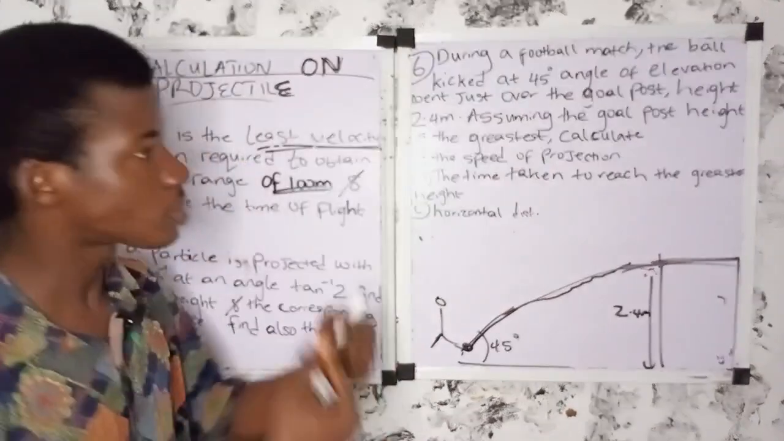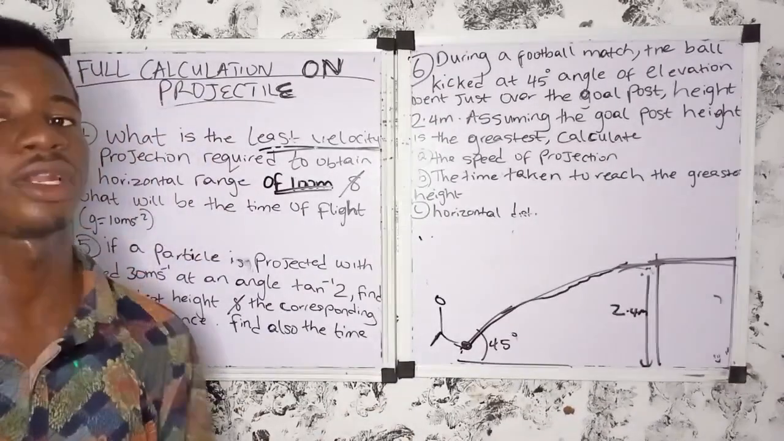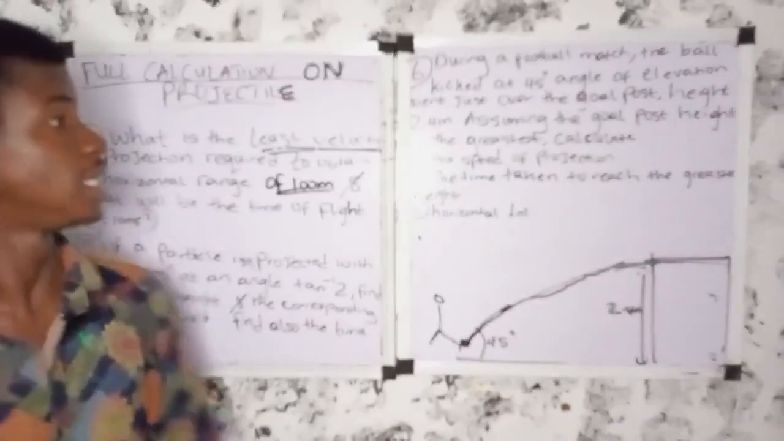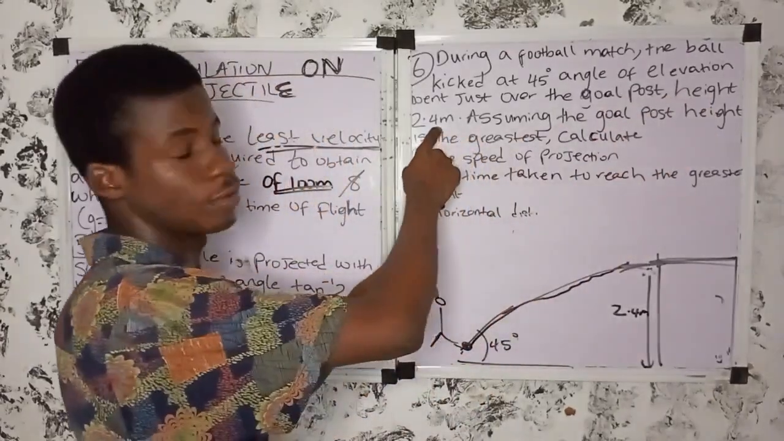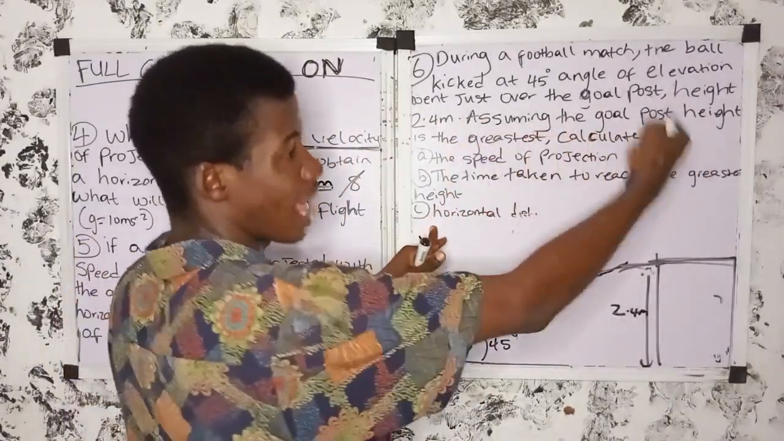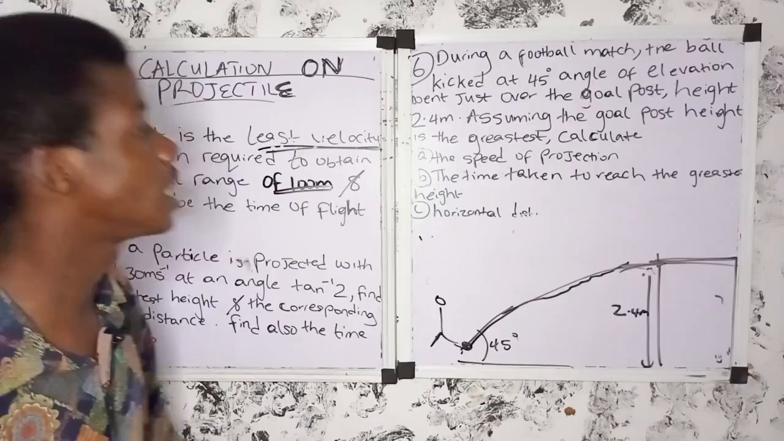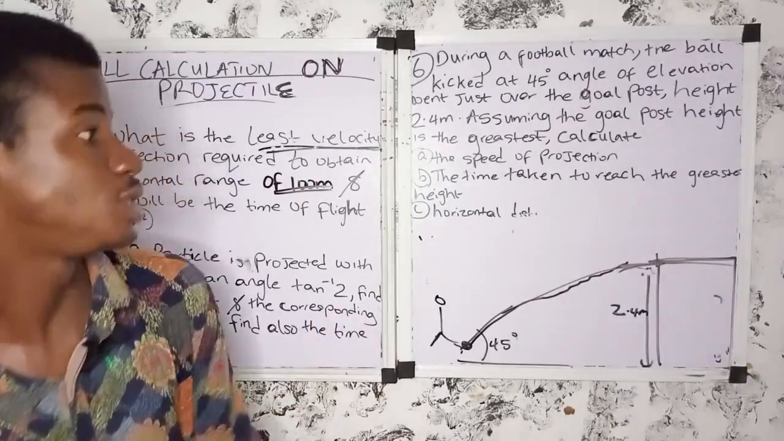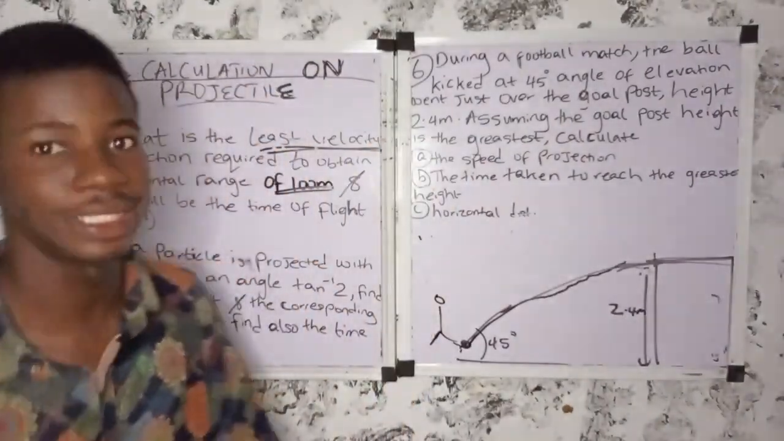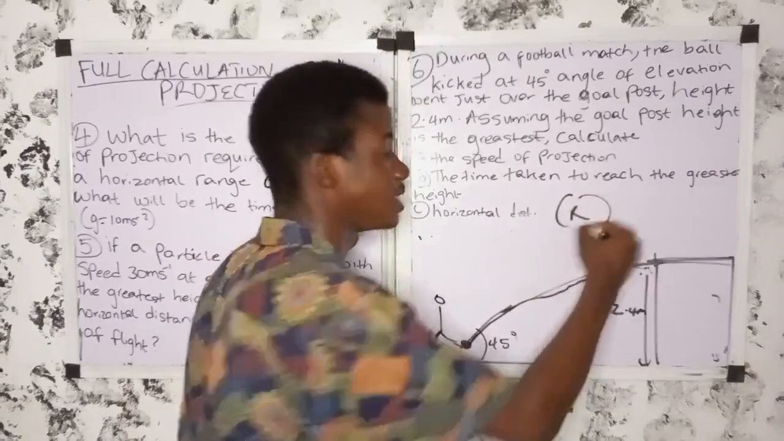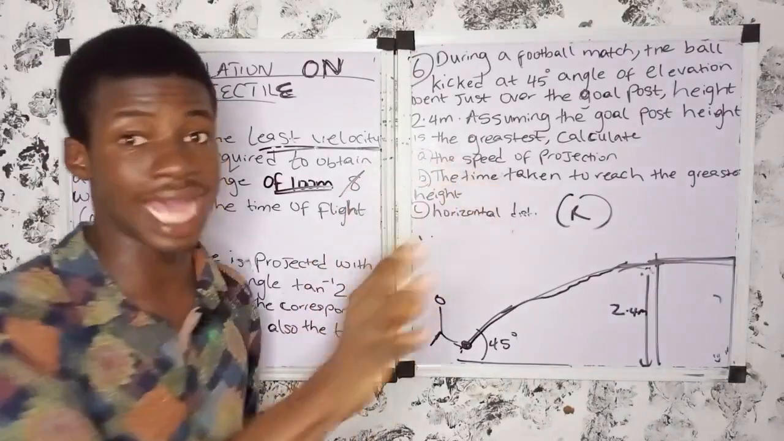Okay, so they are telling us to calculate for what? The speed of projection. They gave us height. Went just over the goalpost, height 2.4. Assuming the goalpost height is the greatest height, they are telling us that this height is the maximum height, right? So they are telling us to look for the speed of projection, as well as the time it takes to reach the greatest height, as well as the horizontal distance, which is range. So let's do it. They're giving us the height already, which is the maximum height.